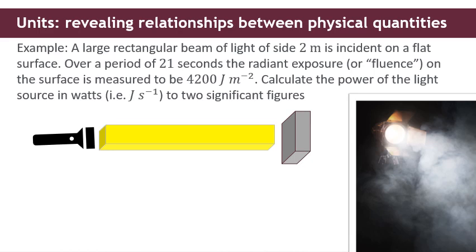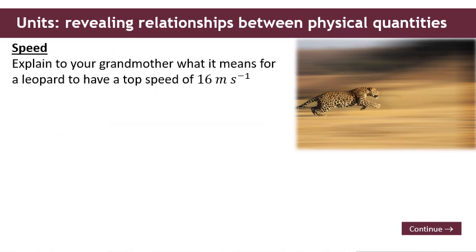So, even though you've never heard of radiant exposure or joules per square meter, hopefully by the end of this section you'll be able to make sense of those units and solve this problem. But let's start nice and slow with the familiar concept of speed. Explain to your grandmother what it means for a leopard to have a top speed of 16 meters per second. Give that some thought, and when you're ready, click the continue button.